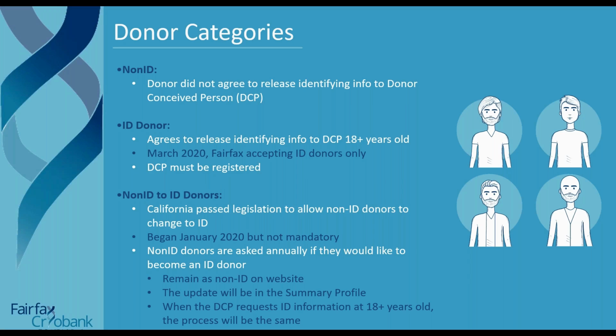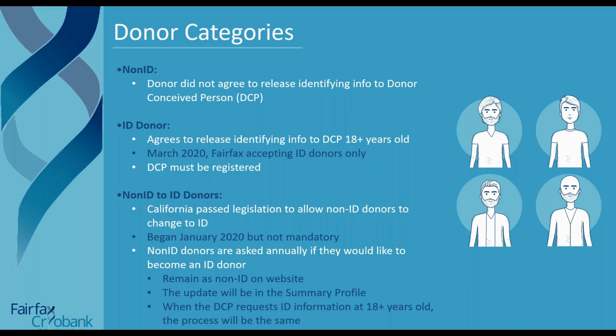For a donor-conceived person to access that information, they must be 18 and be registered in our program. Then they're able to come back to Fairfax and ask for their donor's contact information. We're able to release that once we confirm everything.